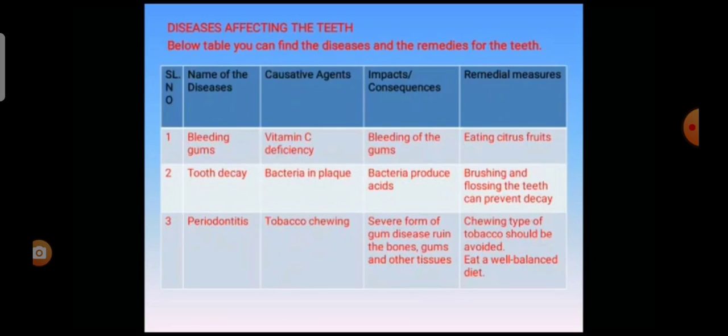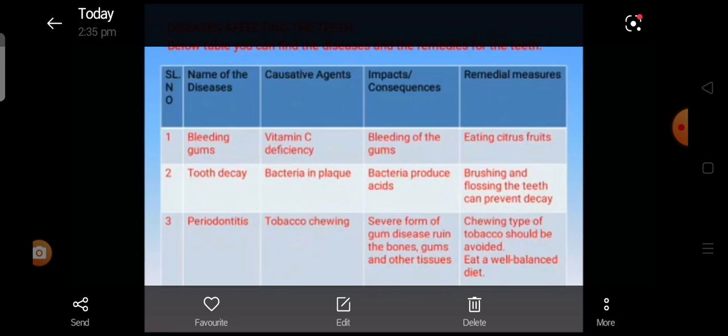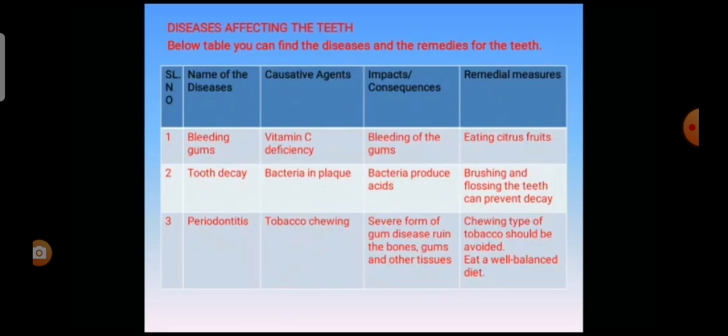Now we see about diseases affecting the teeth. Here we can find diseases and the remedies for teeth. Bleeding gums is caused by the deficiency of vitamin C, and the impact is bleeding of the gums. A remedy for bleeding gums is eating citrus fruits.